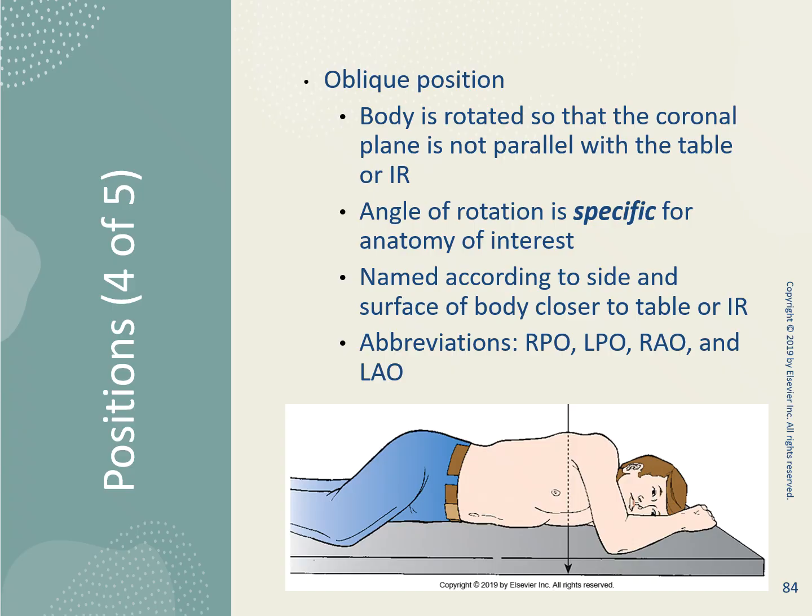Oblique positions are named according to the corner of the body that's closest to the image receptor or the table. So those shorthands are RPO, LPO, RAO, and LAO. Those are going to be on the quiz.